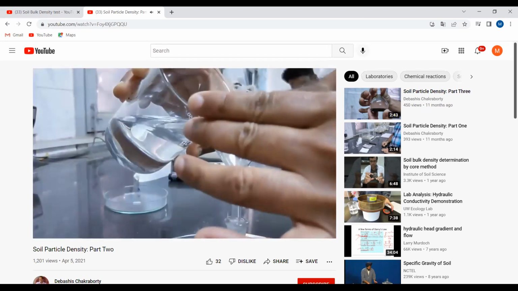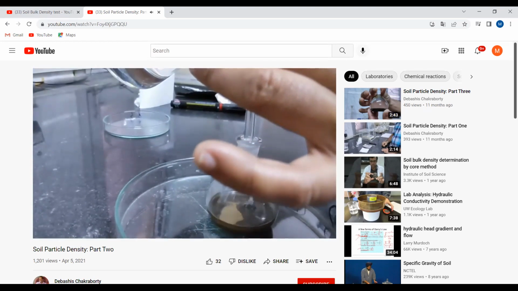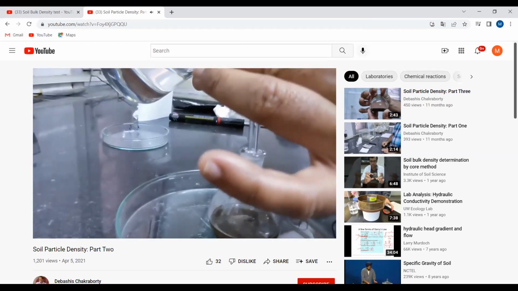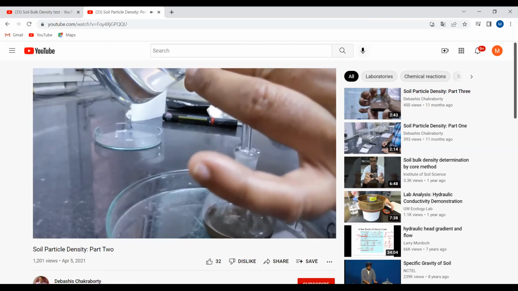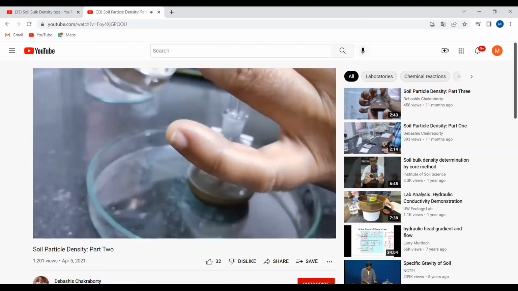Slowly pouring the toluene. Okay, slowly. Do it slowly. As slowly as you can. Okay. Yeah, just one minute. Raghuveer, just leave it.